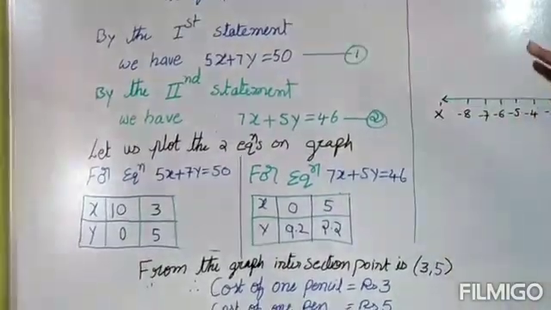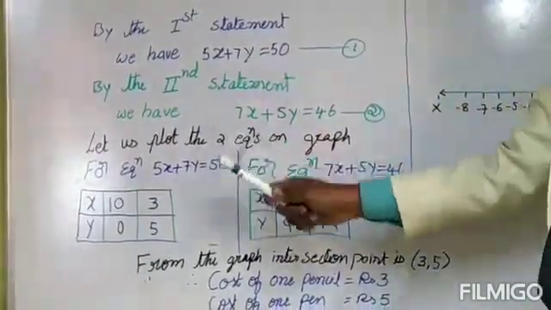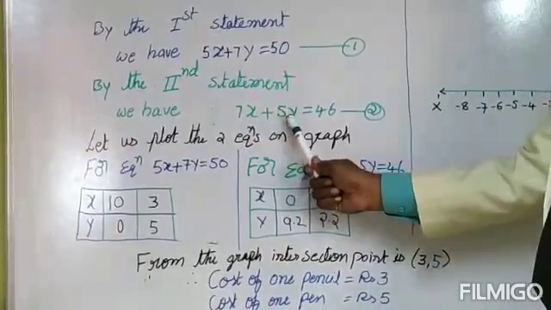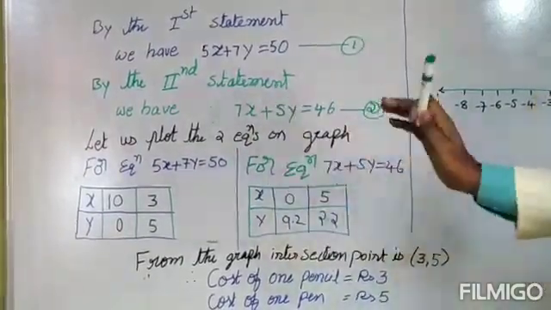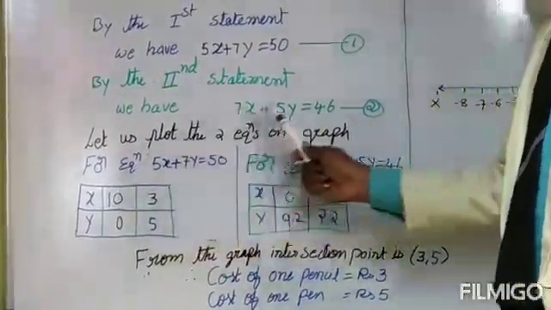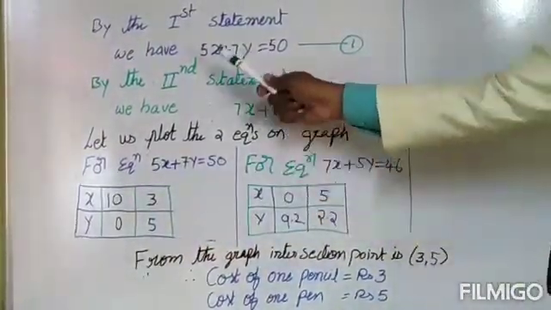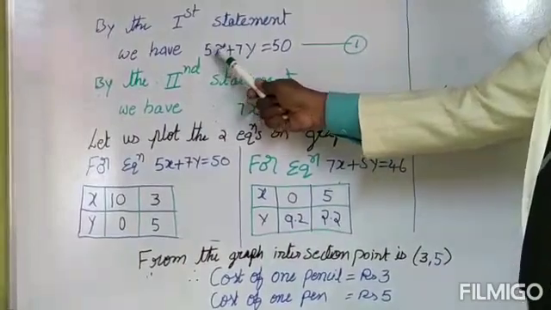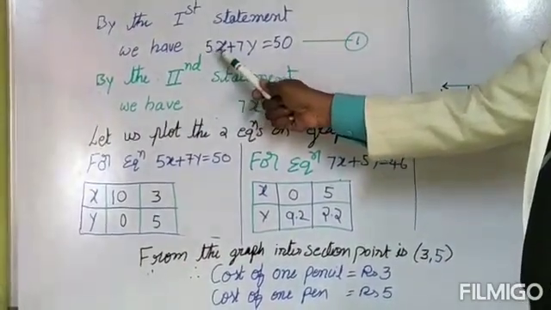Like the previous question, we are going to find the values. By substituting values of x in the given equation, we will get the respective values of y. See here, for example, you are taking x equal to 10 here, and it becomes 50.